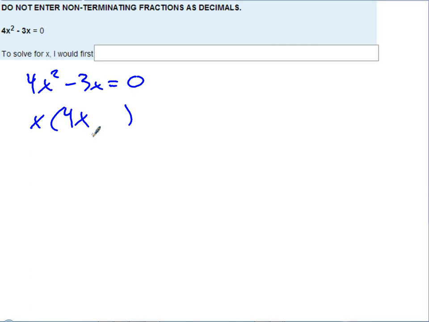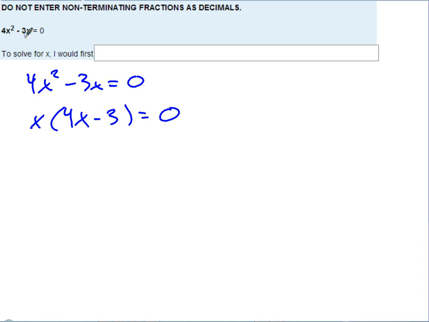Isolate x is the easiest? No, because I got x's in both terms. I got x squareds and x's. I can't isolate it. Isolating x is a lot easier than factoring, if you can do it. So you can only factor an x if there's not another number? Like if it's x plus 3? Exactly. I can only take out an x if each term has an x in it.